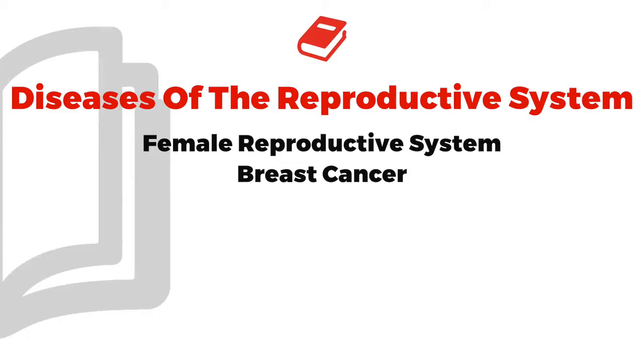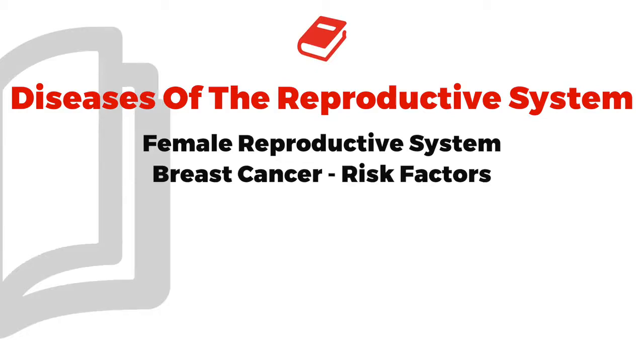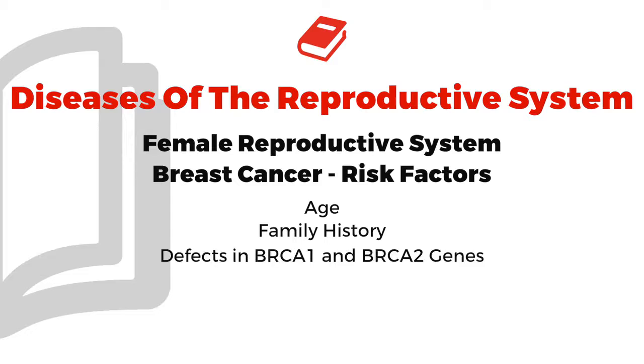All right, a couple things I want you guys to know is the risk factors. So if you go just to that paragraph, risk factors: age, okay, family history, and then we also know some things about our BRCA genes. So if they have defects in the BRCA 1 or 2, that's also a risk factor as well.